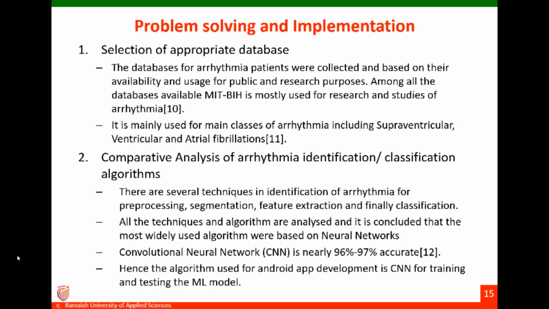Next, we'll do the comparative analysis of arrhythmia identification algorithms. There are several techniques for all the sub-processes taken forward into it. That's pre-processing, segmentation, feature extraction, and finally classification. All the techniques and algorithms are analyzed, and it is concluded that the most widely used algorithms were based on neural networks most of the time. Convolution neural network is nearly 96 to 97% accurate most of the time, depending on the situation and the features chosen. Hence, the algorithm used for the Android development is CNN for training and testing the ML model, and it will be later deployed to the Android Studio for implementation of the model in Android app.